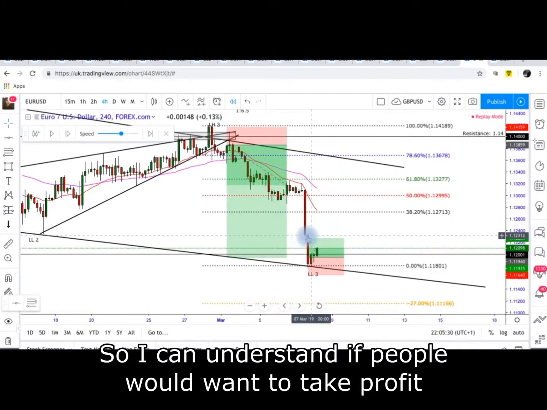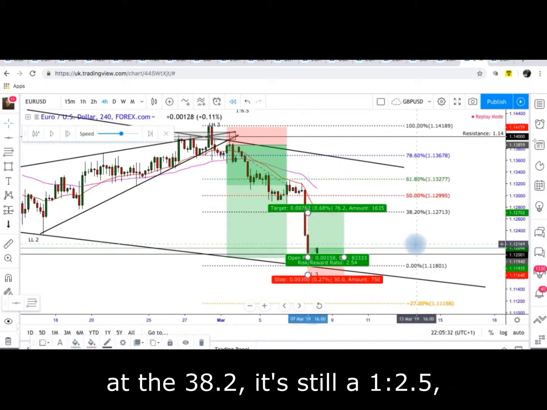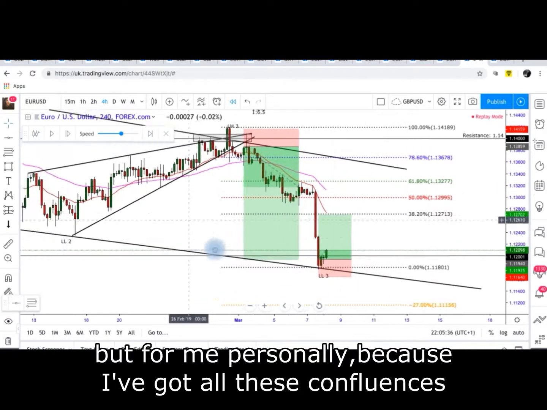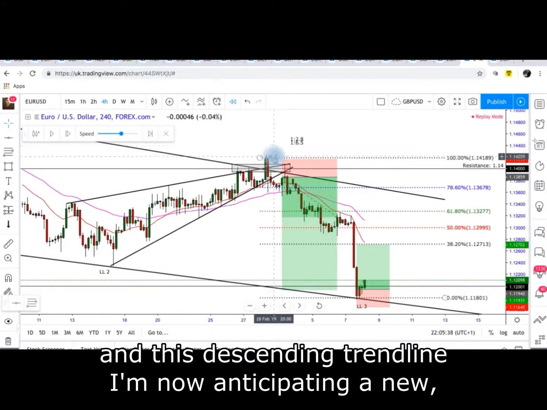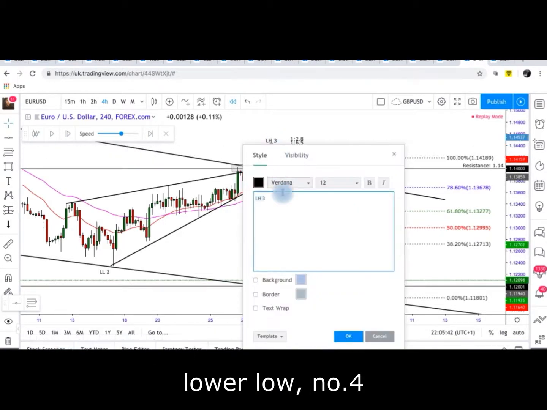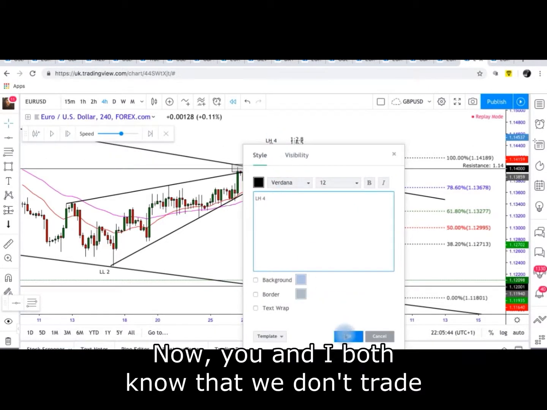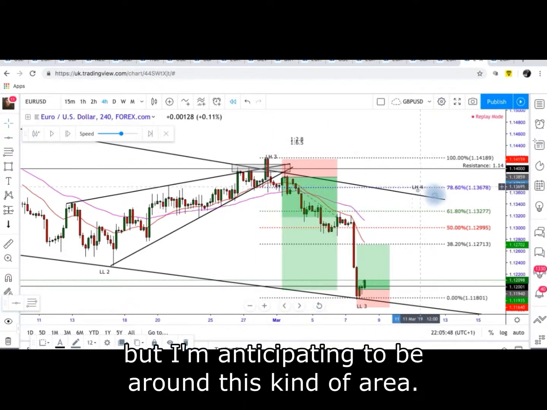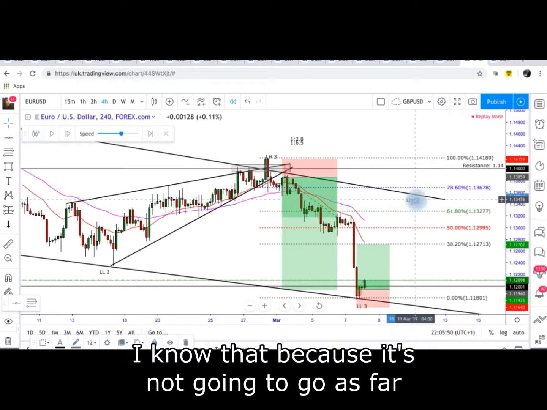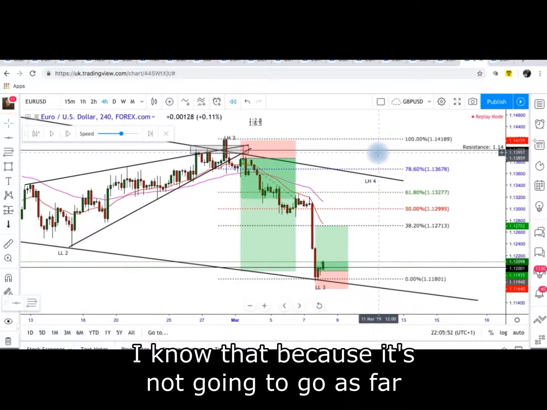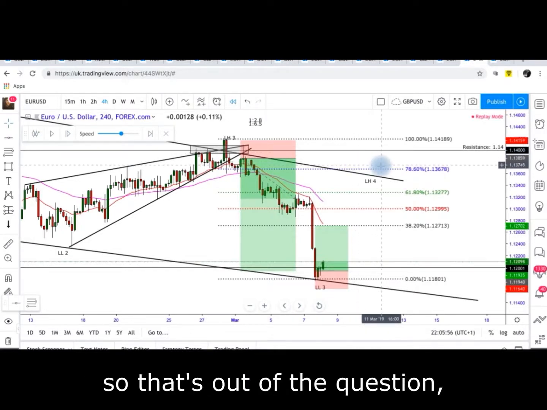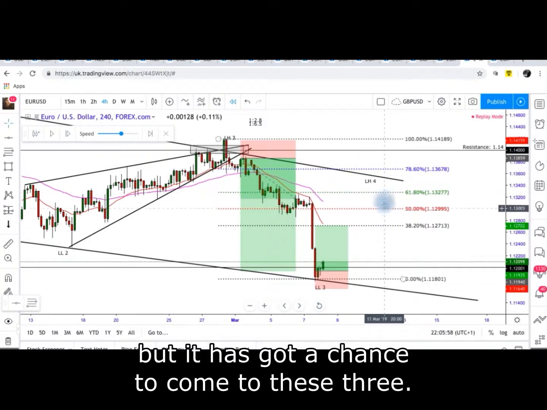So I could understand if people would want to take profit at the 38.2. It's still a 1 to 2.5. But for me personally, because I've got all these confidences in this descending trend line, I'm now anticipating a new lower low on the 4. Now, you and I both know that we don't trade the lower high number 4, but I'm anticipating to be around this kind of area. I know it's not going to go as far as the 78.6, simply because it's above the descending trend line, so that's out of the question, but it has got a chance to come to these 3.